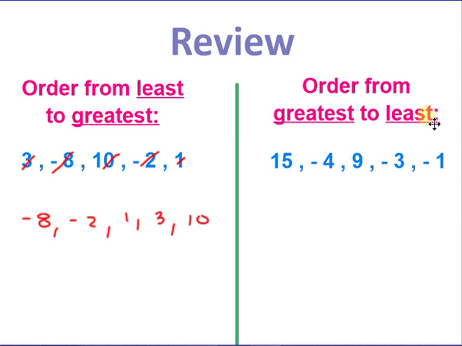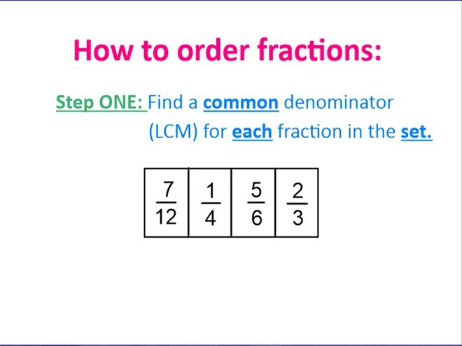Okay, now we're going to go reverse. We're going to go greatest to least. So we'll start with our positive numbers, 15, 9. And now we're going to dip into our negative numbers, -1, -3, and then -4. Just a quick review to sort of get our mind into ordering.